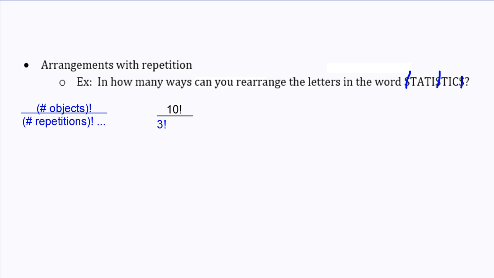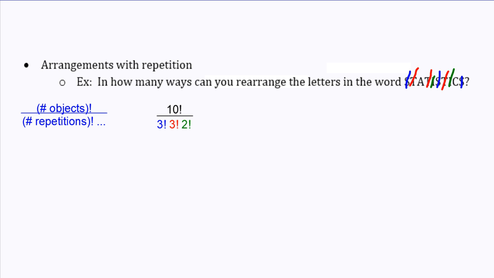Then I also have 1, 2, 3 T's. So I'm going to have another 3 in the denominator, 3 factorial. And finally, we have 2 I's. So we're going to have a 2 factorial in the denominator. And this takes care of all of my repetitions.